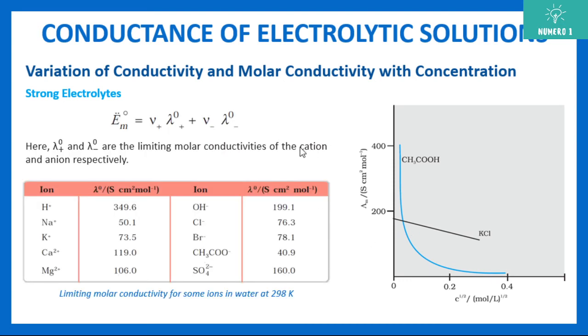Here are some conductivity values, that is, lambda naught values. You can see H+, Na+, K+, Ca2+. You do not have to memorize all these values. They will be given in your numericals. This is an exam question. So this was about strong electrolytes.